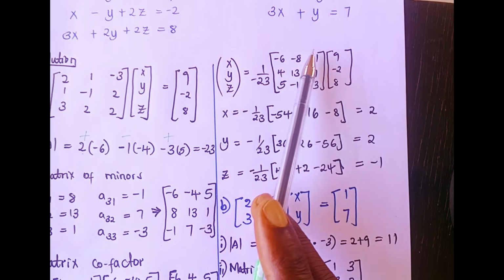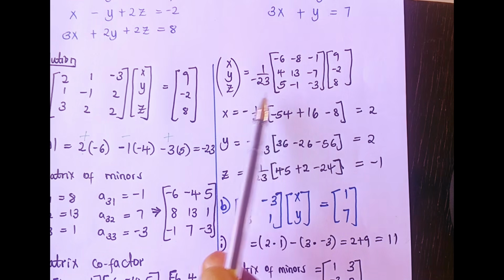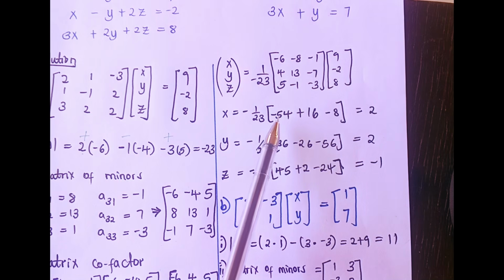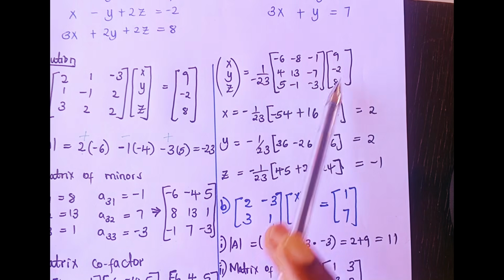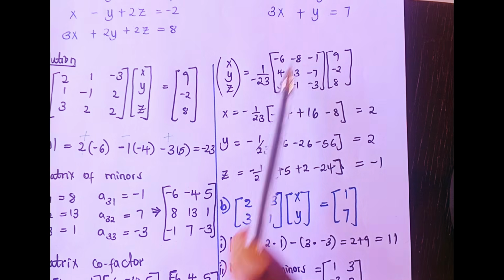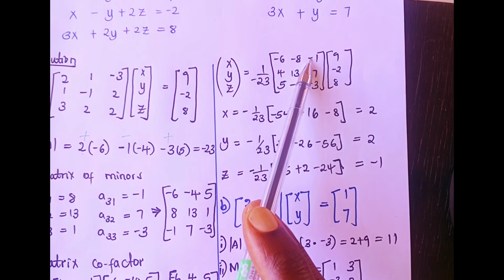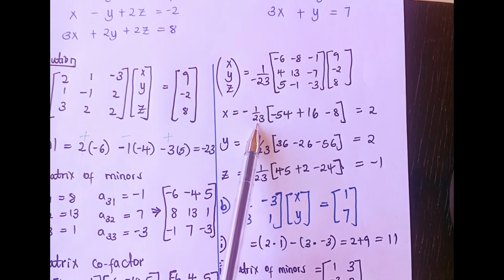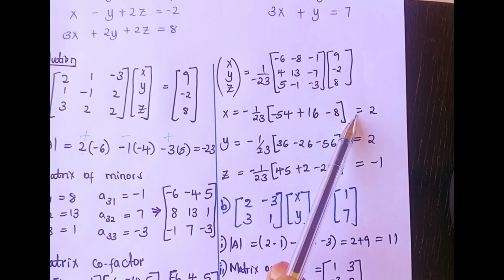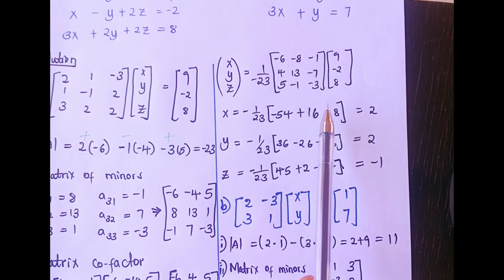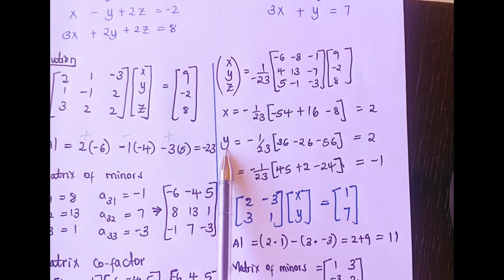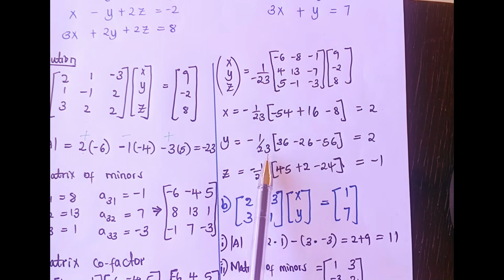So for x, it's going to be 9 by negative 6, which is negative 54. You add negative 2 multiplied by negative 8, which is positive 16, minus negative 1 multiplied by this one, which is negative 8. Then you multiply by 1 over negative 23. If you compute this out, it will give you 2.